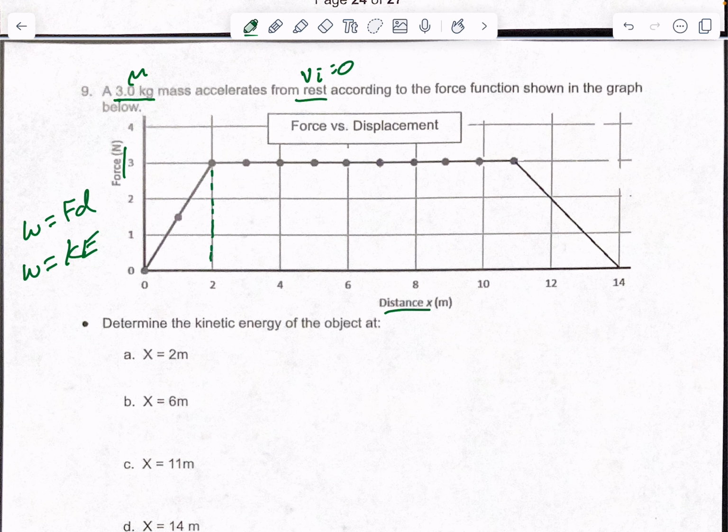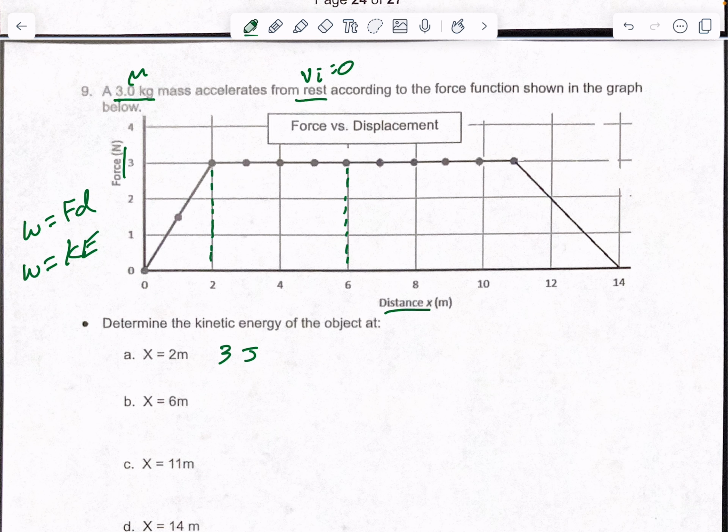Don't forget your triangle is 1/2 base times height. So your base is 2, your height is 3. 2 times 3 is 6. Half that is going to be 3. So you're going to get 3 joules of kinetic energy just by doing the area of a triangle. At 6 meters, that means we have to add it all up until 6 meters.